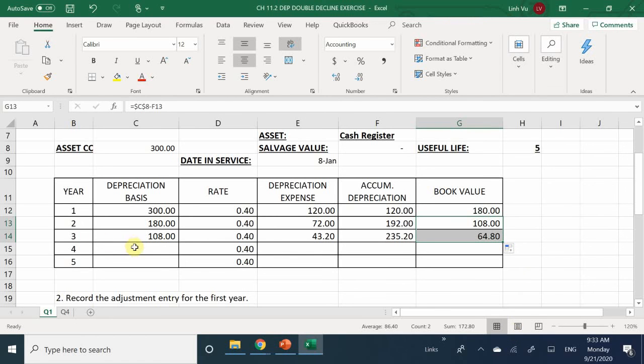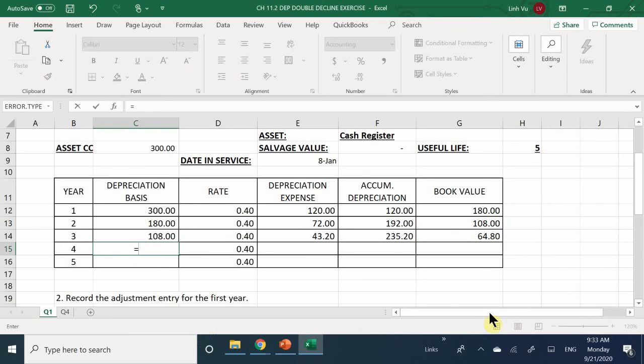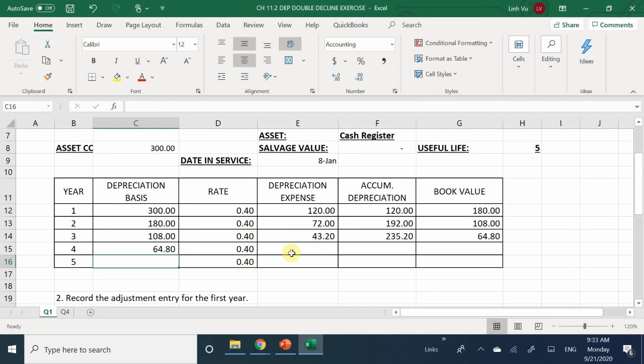That's going to again be my beginning of the year's book value here. What is 40% of that, or what's my depreciation expense for year 4? $25.92. And then what's my accumulated depreciation here?